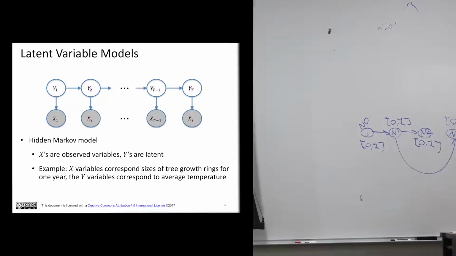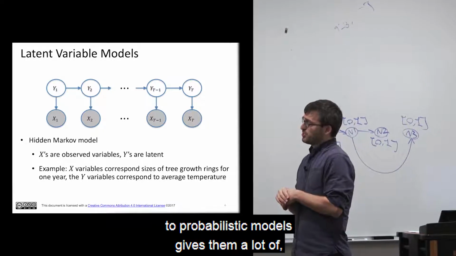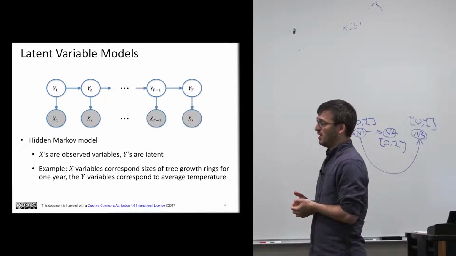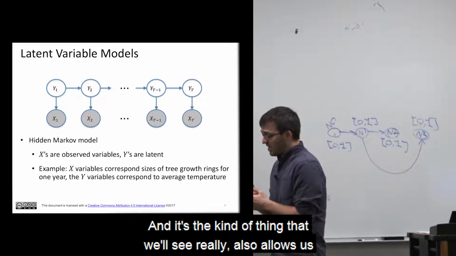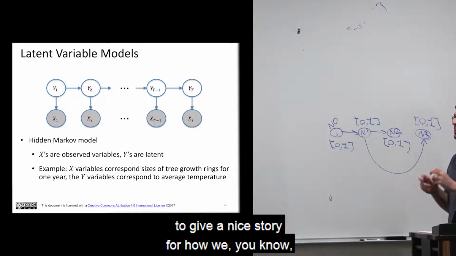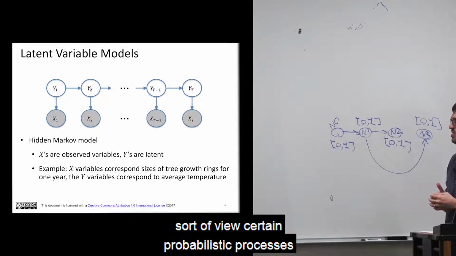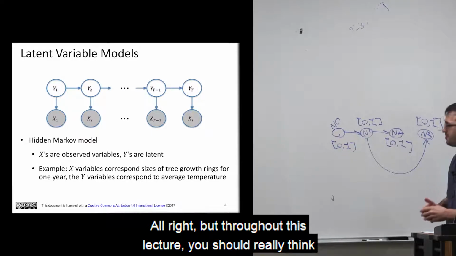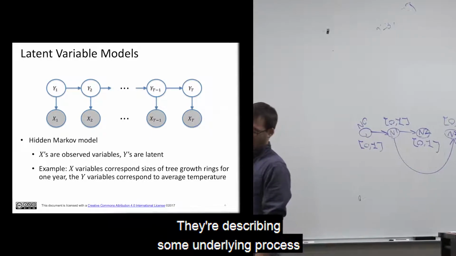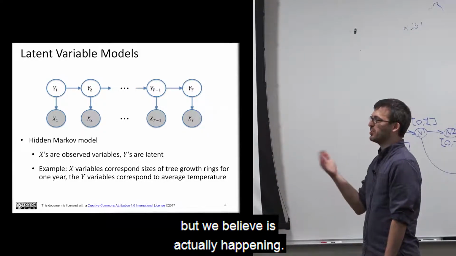Okay. So the reason I'm introducing latent variables is that adding latent variables to probabilistic models gives you a lot of modeling power. And we'll see it also allows us to give a nice story for how we view certain probabilistic processes as happening. But throughout this talk, you should really think of latent variables just like this: they're describing some underlying process that we can't directly observe, but we believe is actually happening.